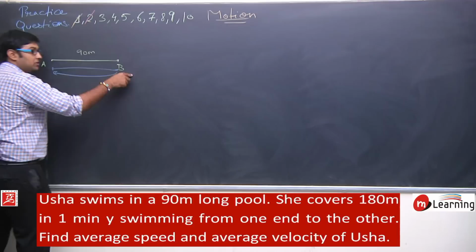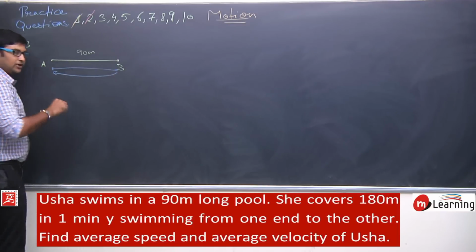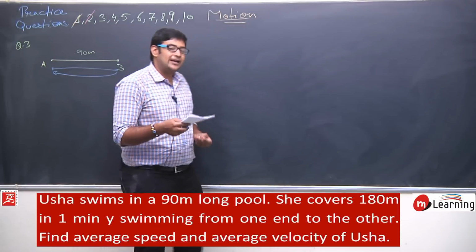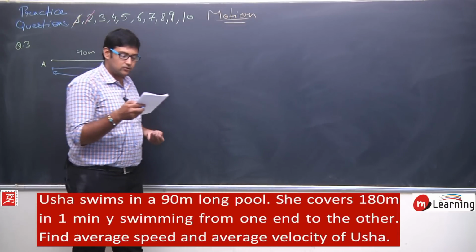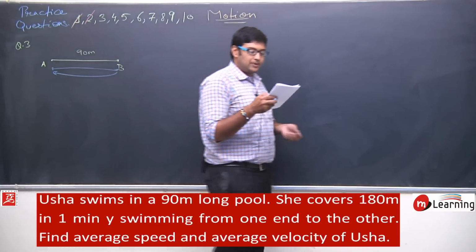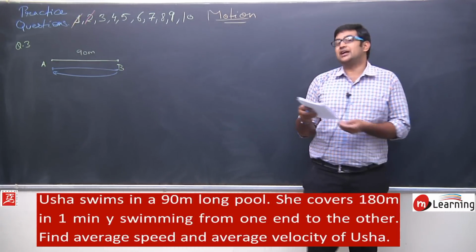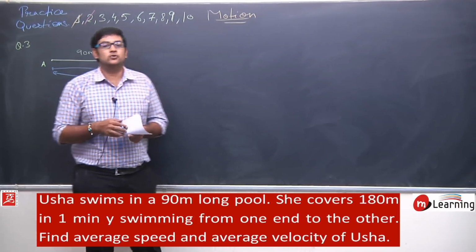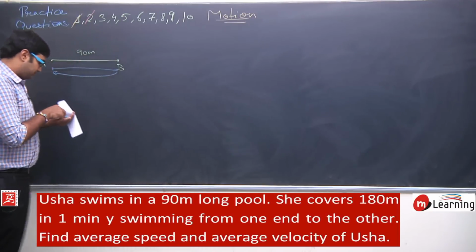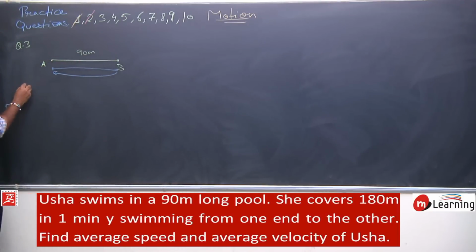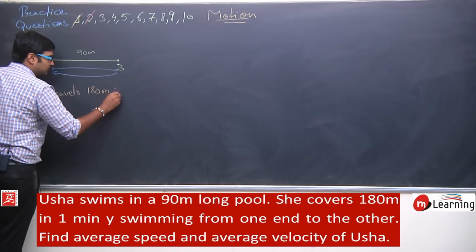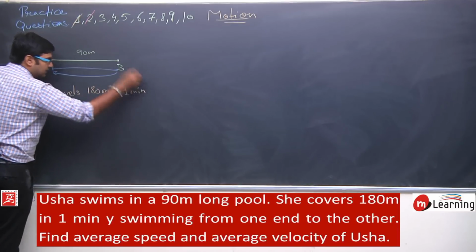She goes from point A to point B and then comes back from point B to point A along the same straight path, and we need to find the average speed of Usha, that is, with what speed Usha is traveling along this path, and also the average velocity of Usha. So how can we see? We can see that Usha travels 180 meters in 1 minute.